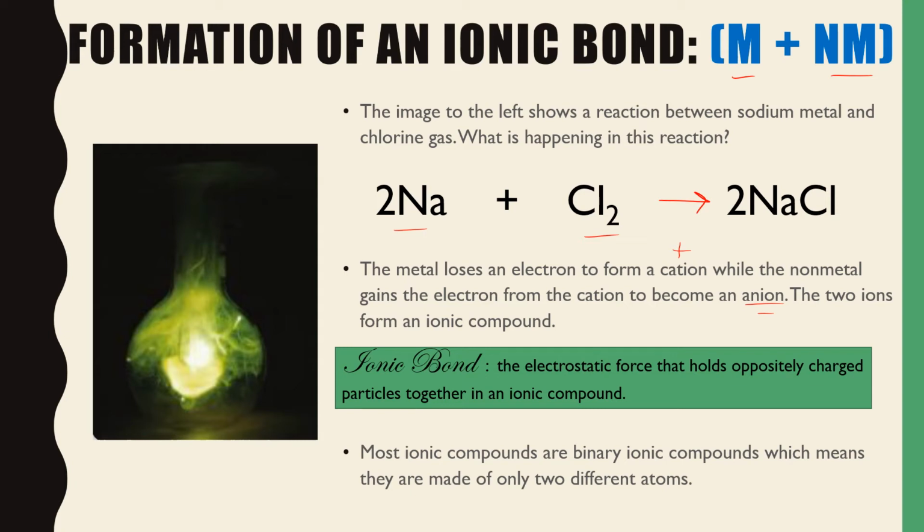What is an ionic bond? The electrostatic force, the attractive force, that holds oppositely charged particles together in an ionic compound. So my metal becomes positively charged, the nonmetal becomes negatively charged, and we've always heard of the rule that opposites attract. So this is an electrostatic attraction between oppositely charged particles that holds them together. Most ionic compounds are binary ionic compounds. This means that they're made up of only 2 different atoms. They're always between a metal and a nonmetal.